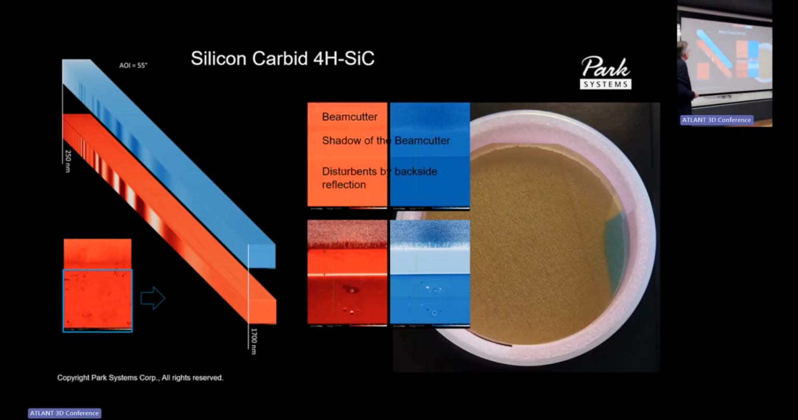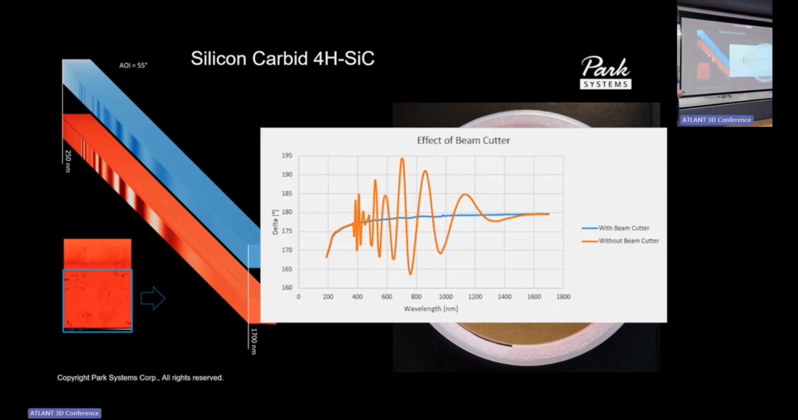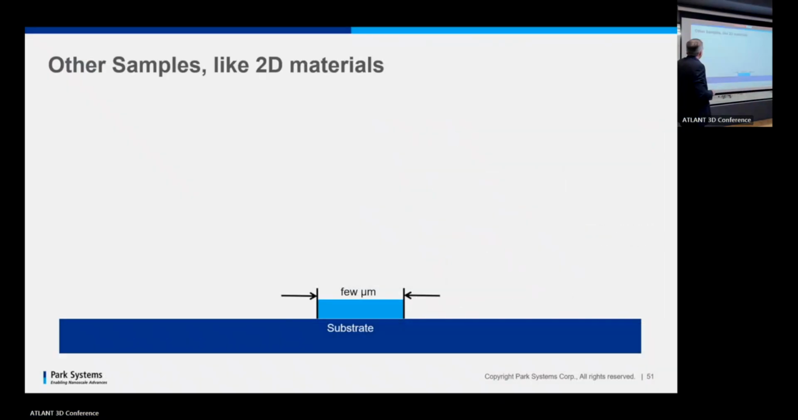And yeah, this is the complete spectra. Here you see this part is where the shadow is from the beam cutter. This is without the beam cutter, where you see all the oscillations of the materials. So this is a silicon carbide sample, mainly 4H, and these are the spectra. So the spectra with the beam cutter, like a normal substrate, and the spectra of the sample without the beam cutter.